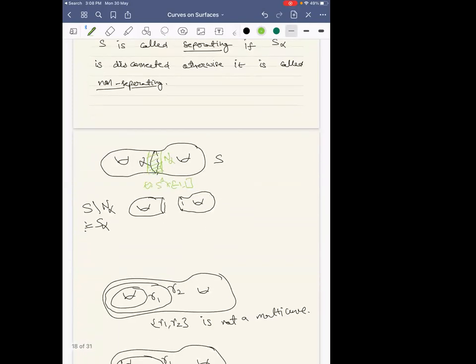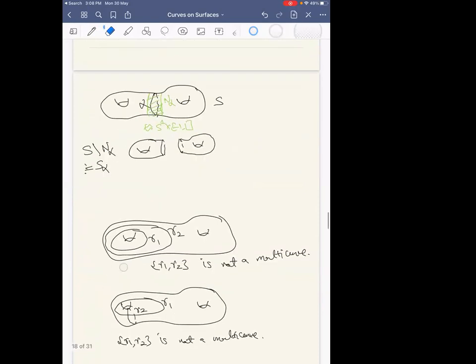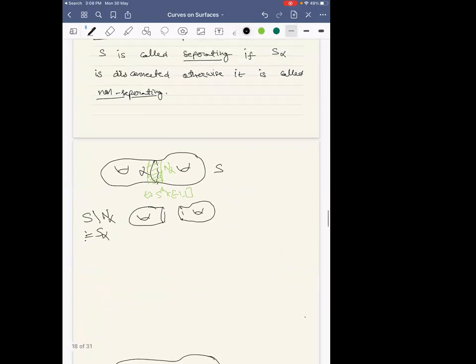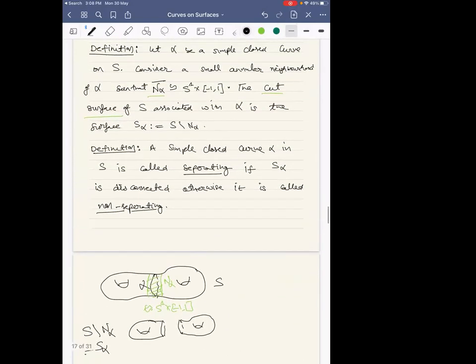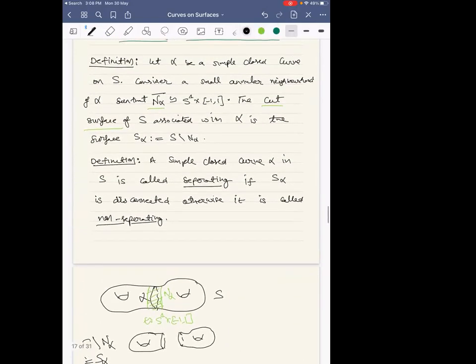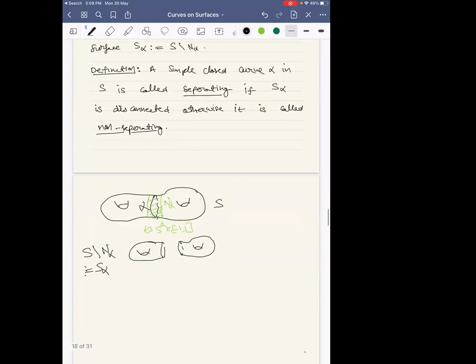So what will be an example of a non-separating curve? Sorry to interrupt. We are cutting the open annulus, right? Yes, that's why I am using the closure. So take an annular neighborhood, by which I mean the open neighborhood, such that the closure is this. When I cut the open annulus, you will get two boundary components. Maybe you can call them alpha 1, alpha 2.